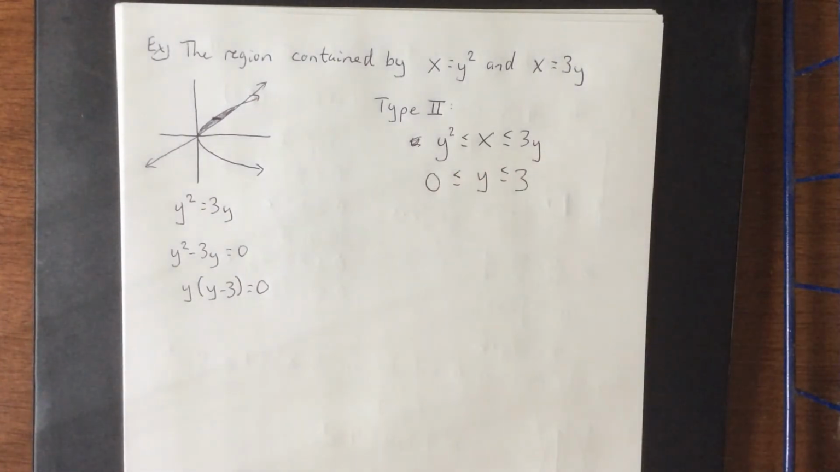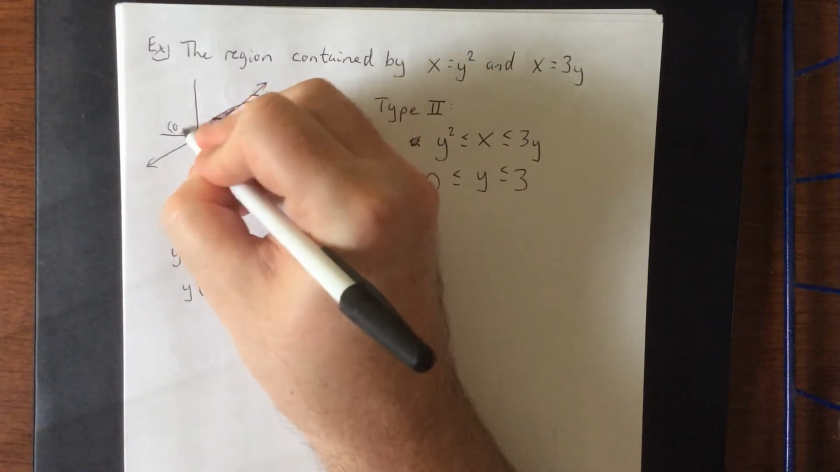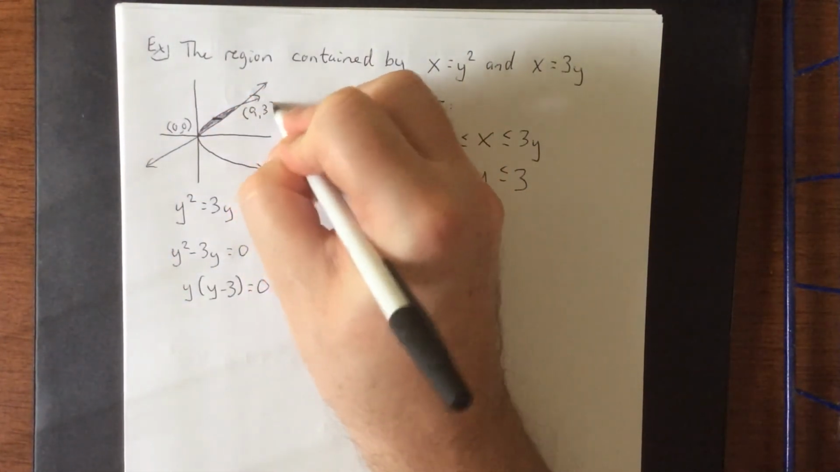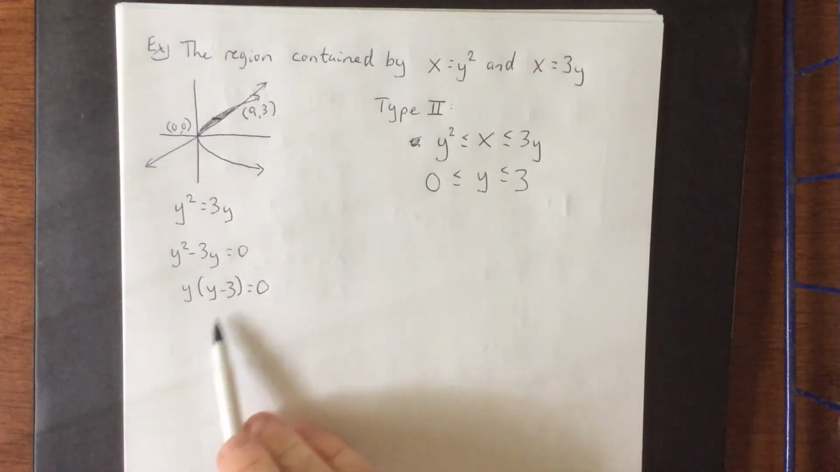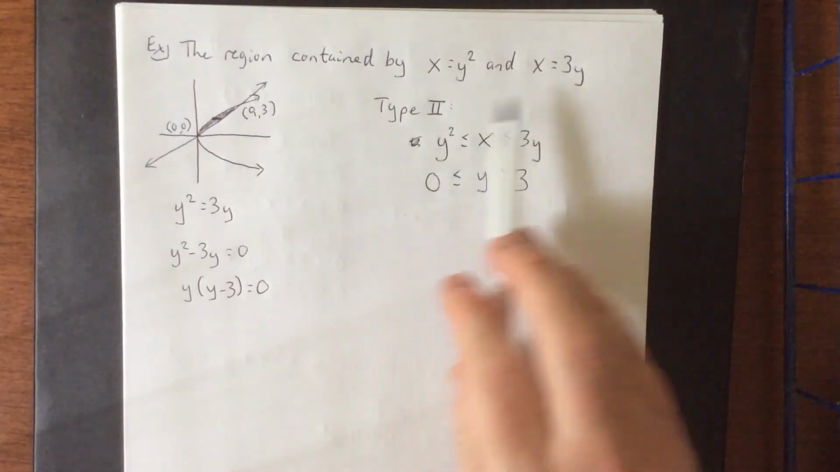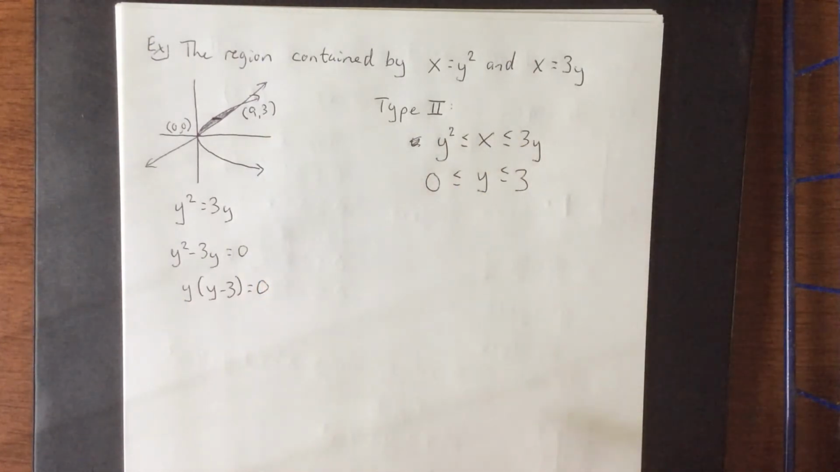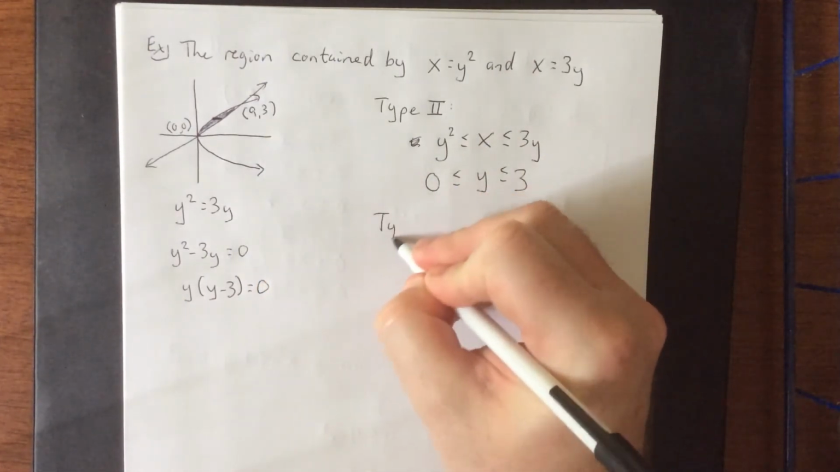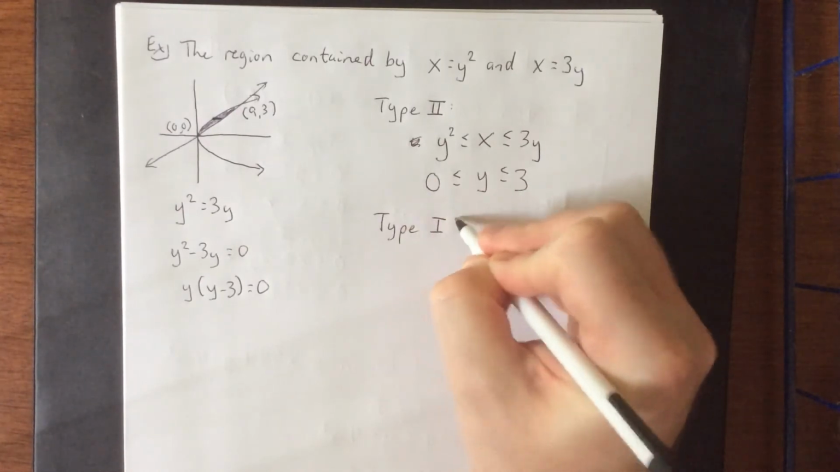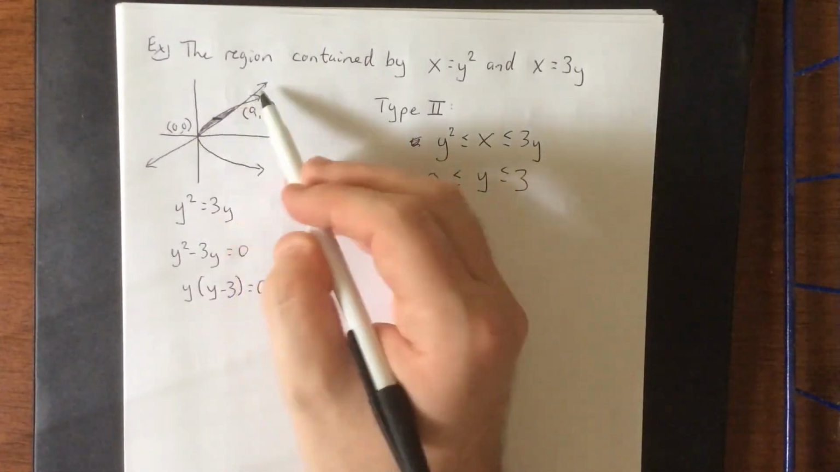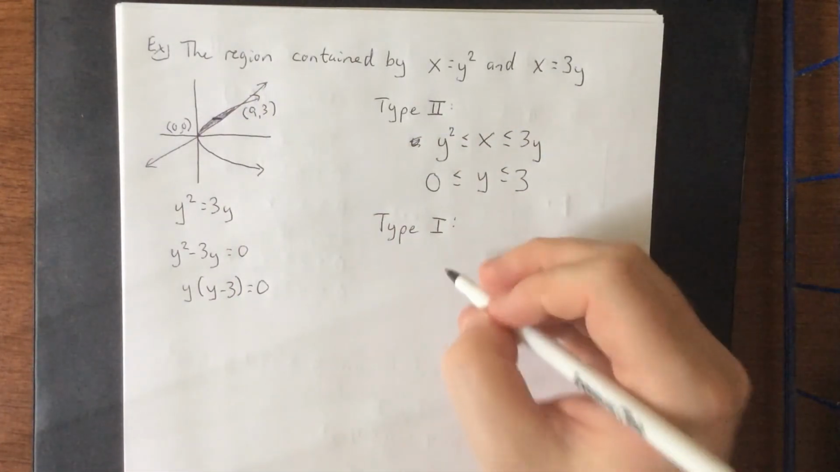Now, if you wanted to be super thorough with this, what you could do is take y equals 0 and y equals 3 and plug them into each of these two functions and actually turn them into points of intersection. The reason that I bring that up is that it is possible to express this as a type 1 region due to the fact that it's only one top function and one bottom function all the way through here.